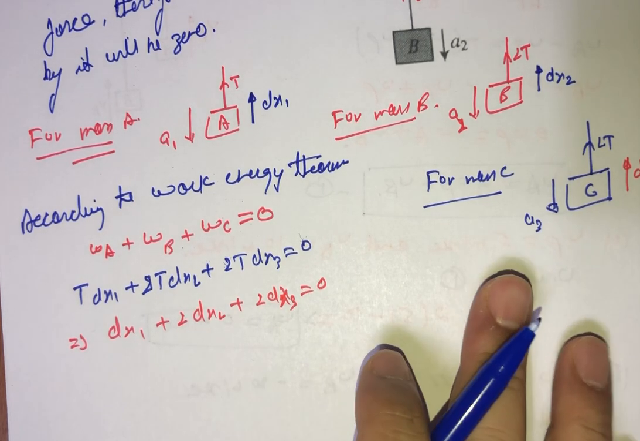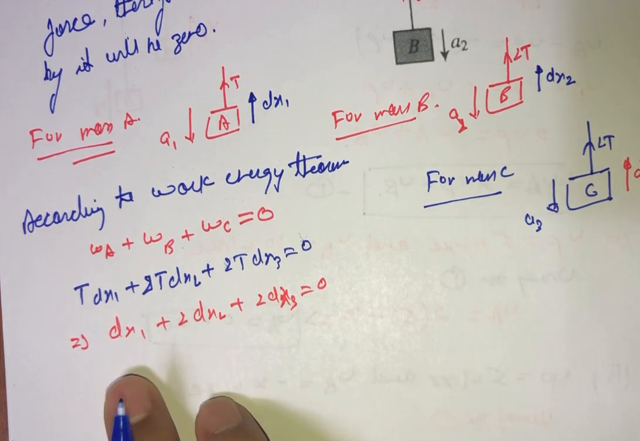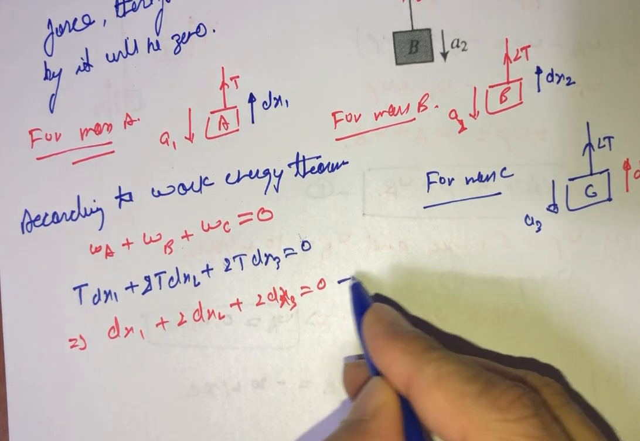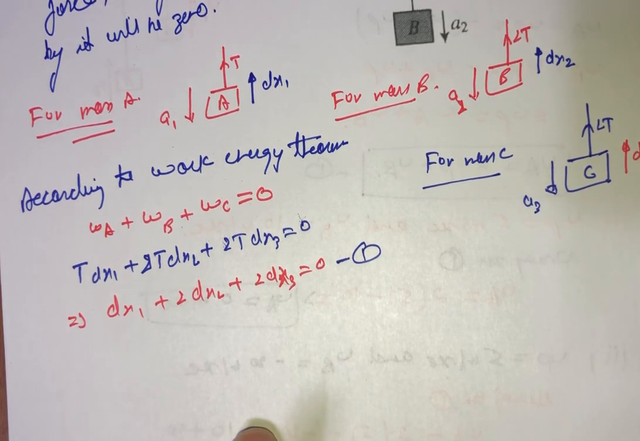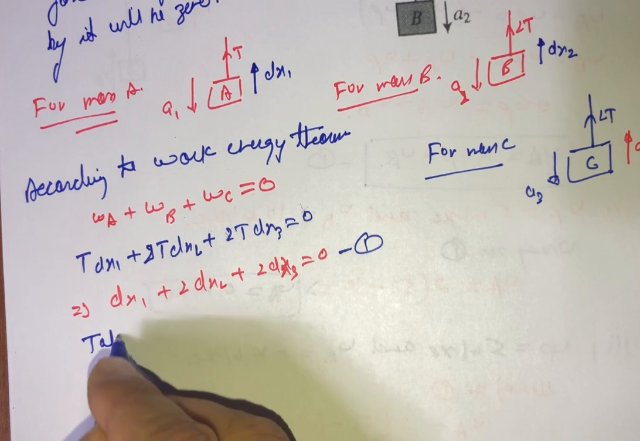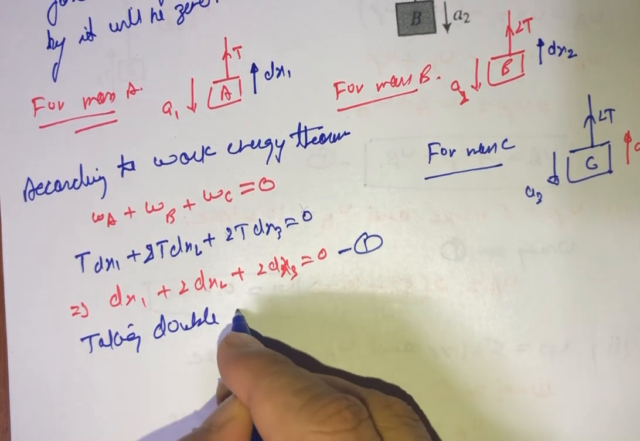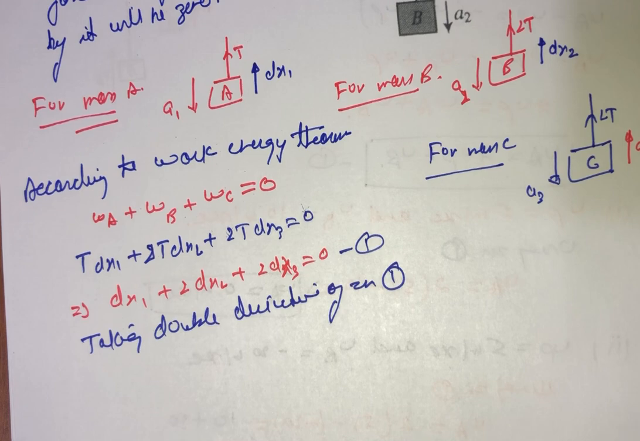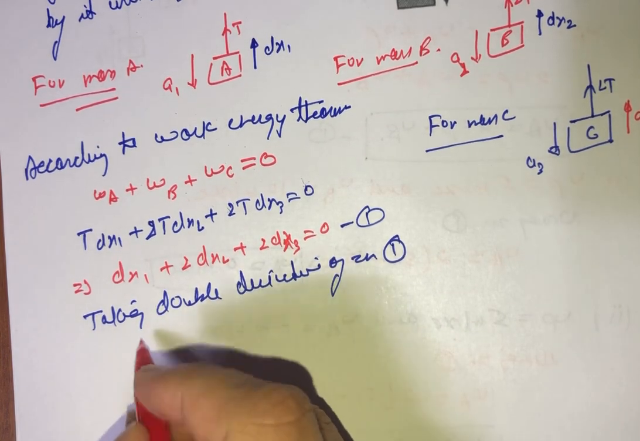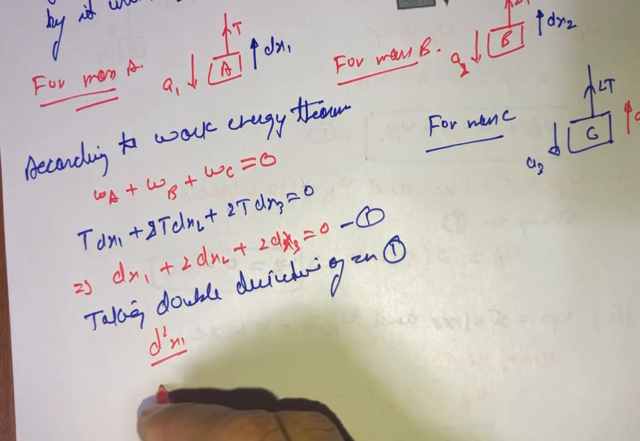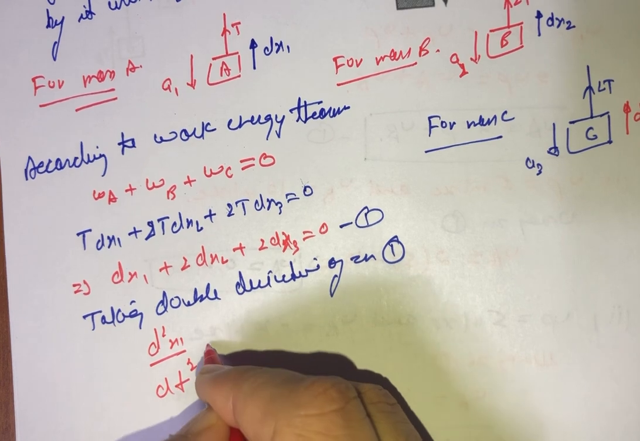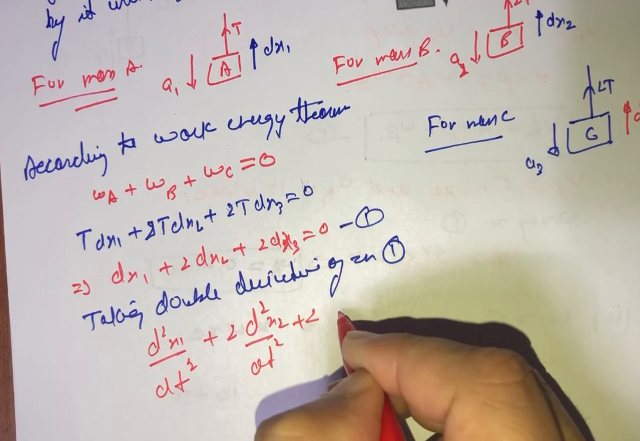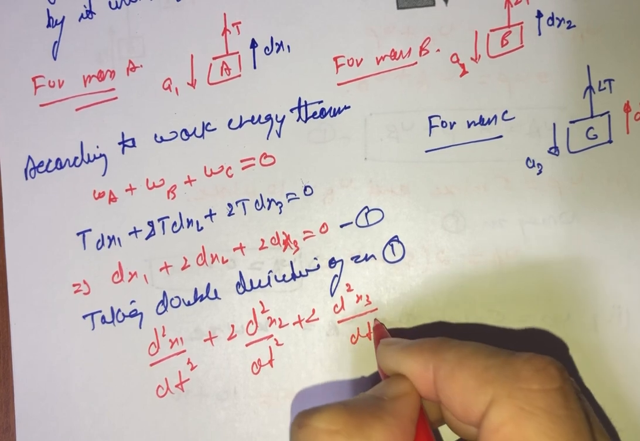Now if we are going to find out the relationship of the acceleration, this is the equation of the displacement. So if we take the double derivative of this equation, let us call this equation number 1, we are ultimately going to get an equation for the acceleration. Taking the double derivative of equation 1, this will be equal to d²x1 upon dt² plus 2 times the double derivative of x2 plus the double derivative of x3 is equal to 0.